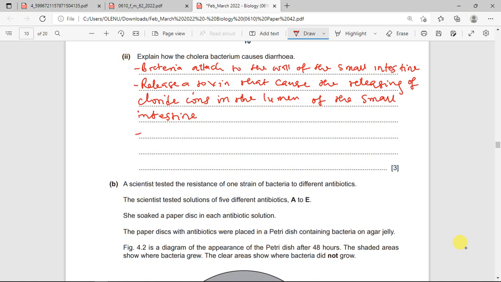Now, once that is done, this will decrease the water potential of the lumen.